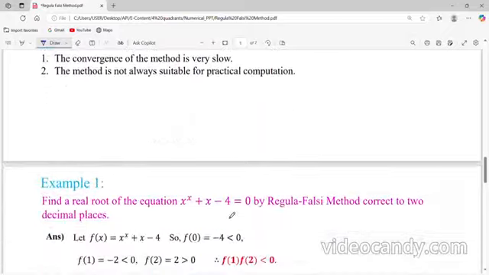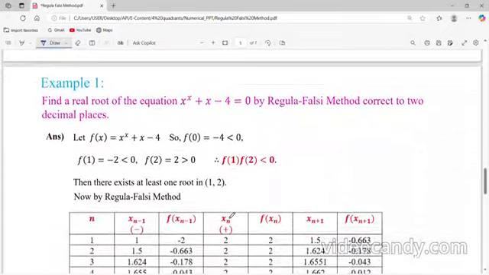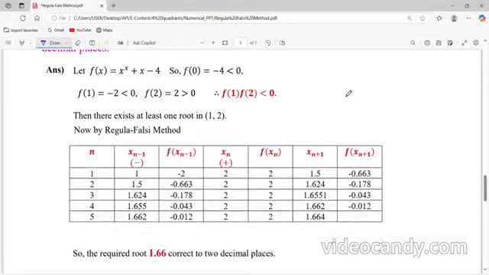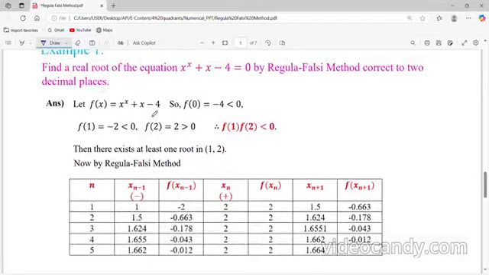Next is one example. Find a real root of the equation x to the power x plus x minus 4 equal to 0 by the Regula Falsi method, correct up to two places of decimal. There is no interval given, so you have to find it yourself. The function is x to the power x plus x minus 4.